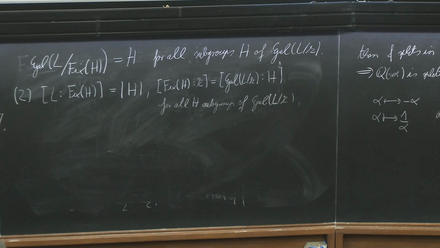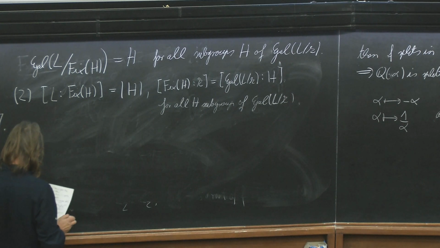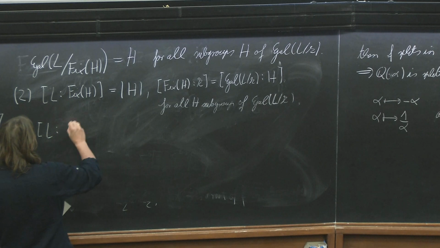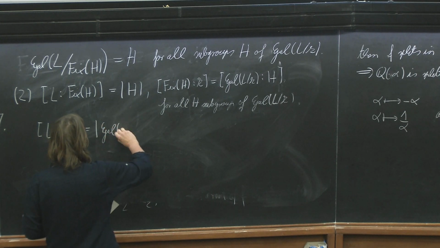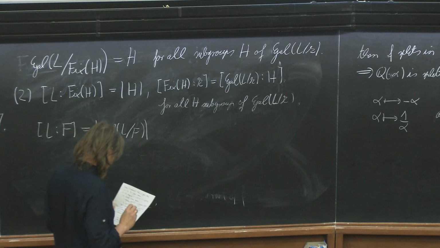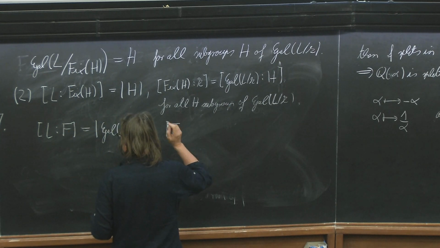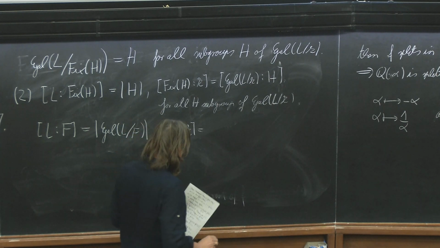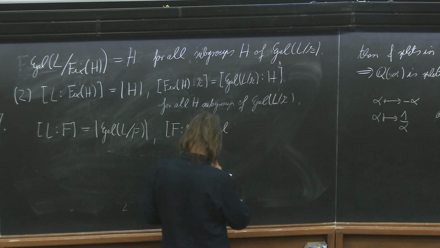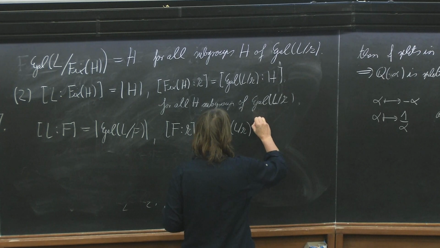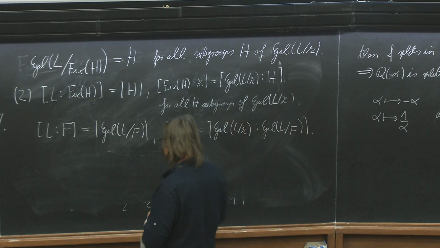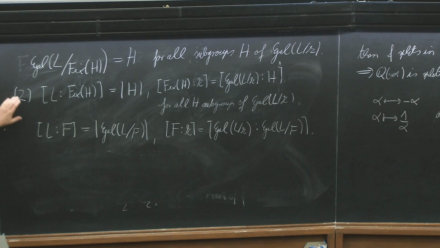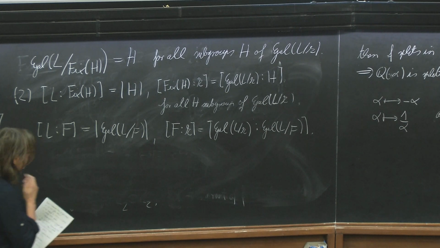And the other way around, if I start with fields instead, if I have an intermediate field F, the degree of L over F is equal to the number of elements in the Galois group of L over F, and the degree of this intermediate field over K is again equal to the index of the Galois group of L over F in the Galois group of L over K. Okay, so as I said, the last bit is basically just trivial bookkeeping, but we have to prove the first. So this is for all intermediate fields.